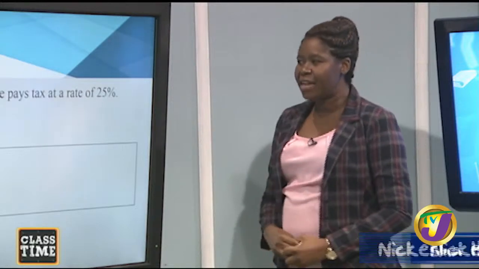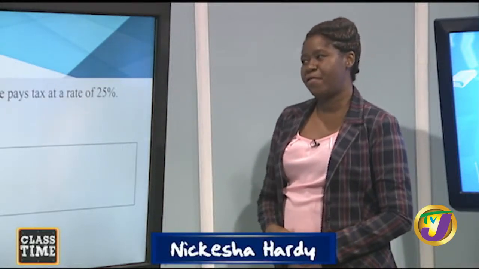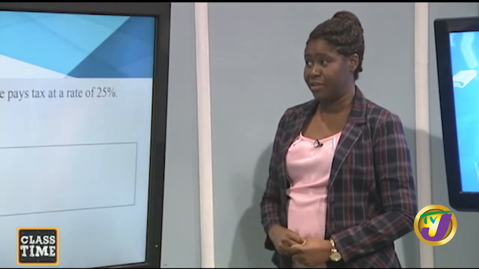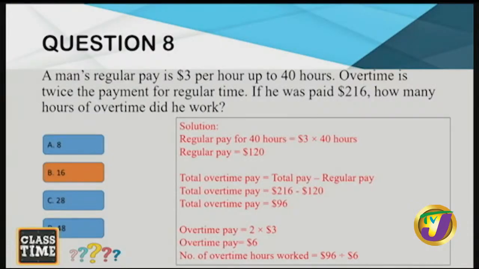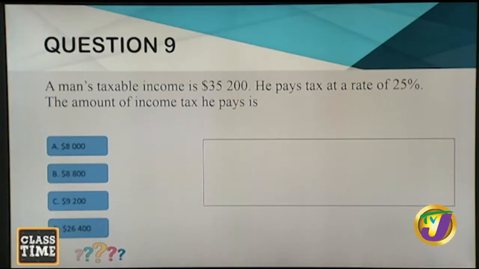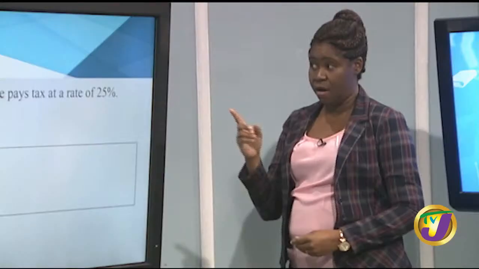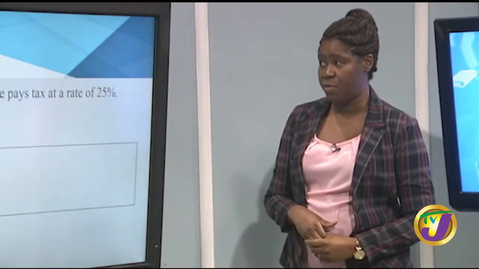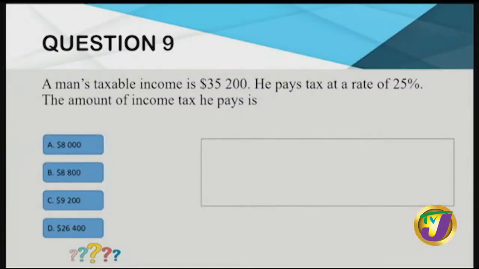Question 9. A man's taxable income is $35,200. He pays tax at a rate of 25%. The amount of income tax he pays is? So we want to find out how much is 25% of that taxable income, $35,200, that this gentleman will be paying out of his income.